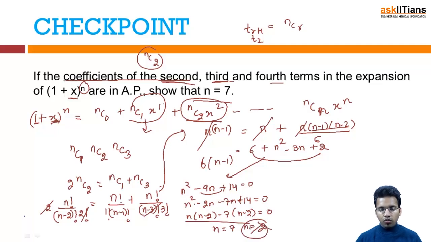Now here n cannot be 2. Why? Because you are saying that we have the second, third and fourth terms. For n equal to 2, there will be only 3 terms: first, second and third. Okay, so that's the clue for this.